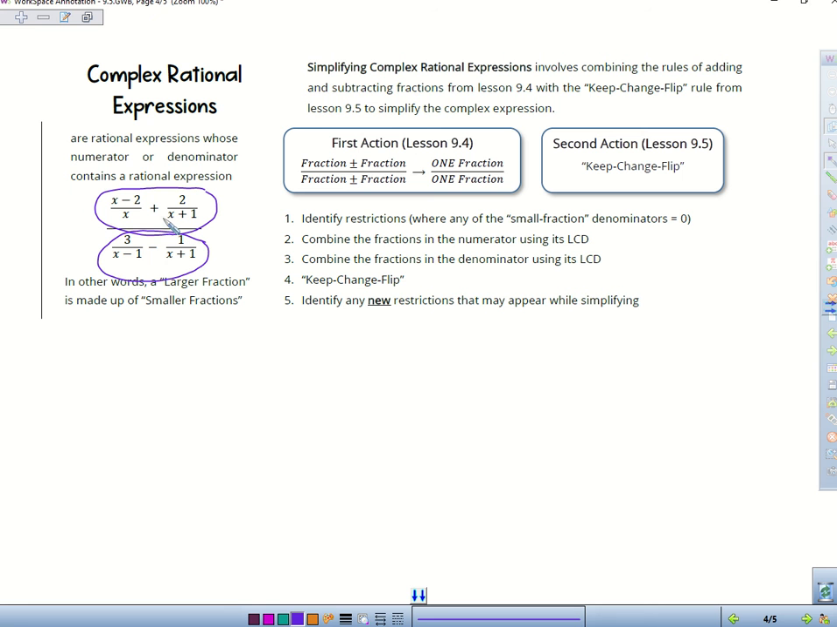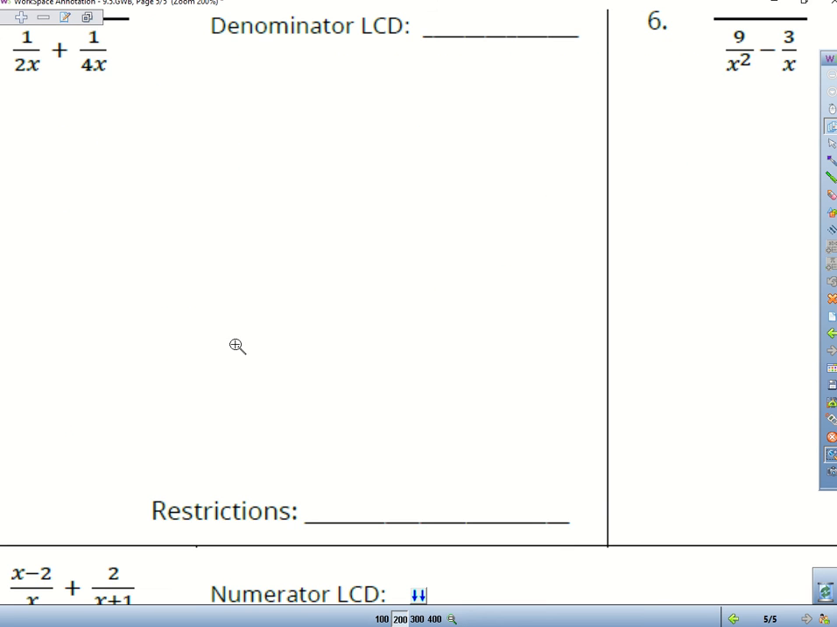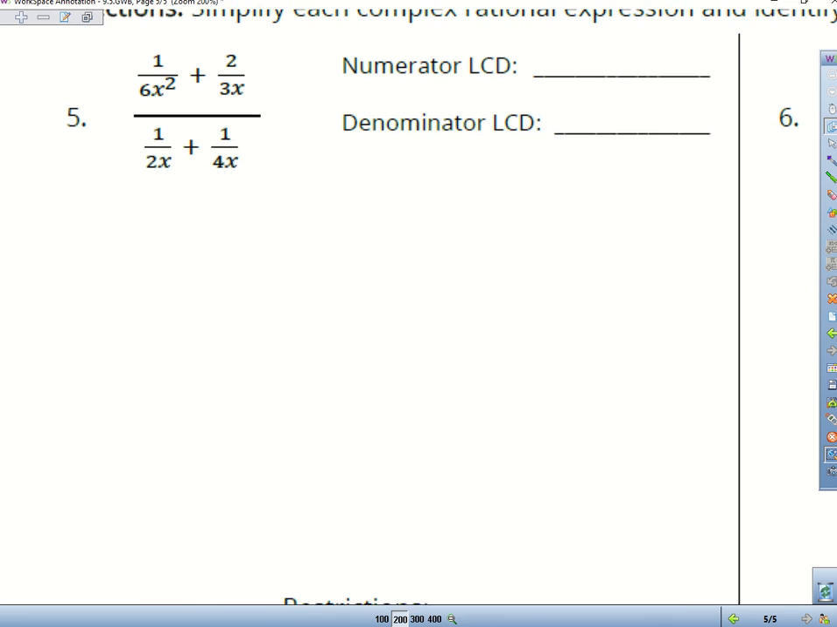Now the main thing you need to know of importance about this that might not be obvious is you actually have to find restrictions with the original denominators and then also find restrictions at the end result. Okay, so there's two sets of restrictions that have to be found. Alright, so let's go ahead and just jump in. We're not going to do number 7, we're just going to do 5 and 6 to keep it simple. And then I'm going to take some problems off your homework.